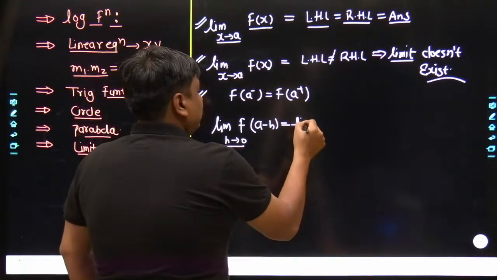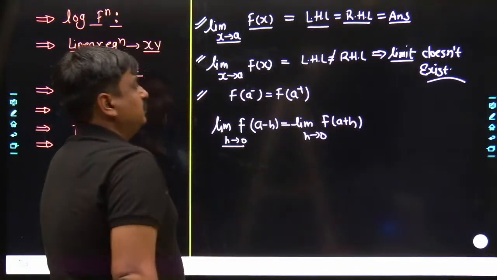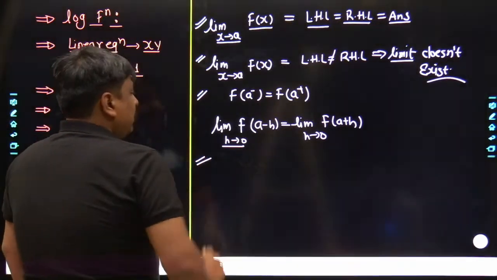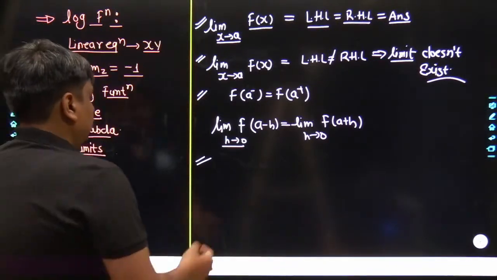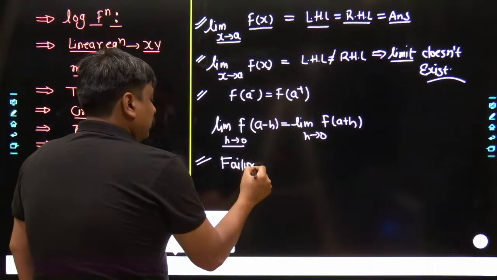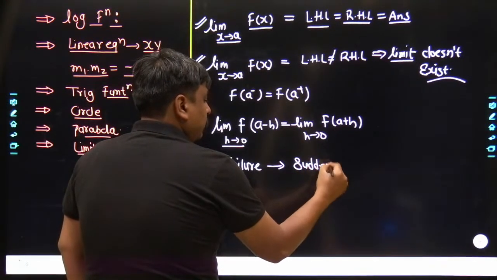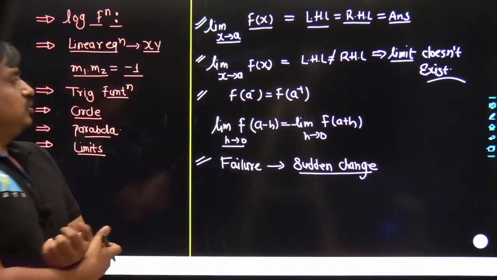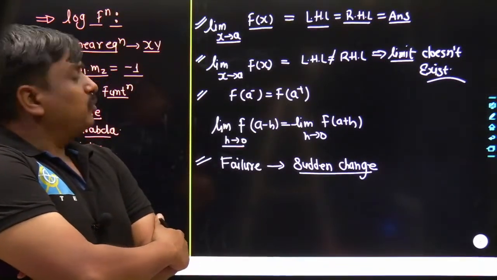Similarly, what happens towards the right hand side? At the right hand side it is f of a plus h. During the discussion of the limit, it has already been noticed that until and unless there is a sudden jump at the test point, the limit would exist. Yes, the failure of the limit test takes place when there is a sudden or abrupt change in its magnitude. So the point at which there is a sudden change in the magnitude of f of x, there the failure of the limit would take place.